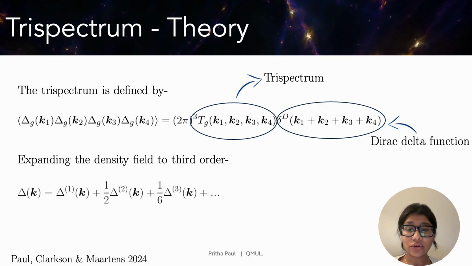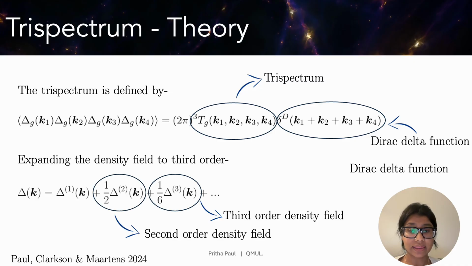And in order to work the trispectrum out, we have to go to the density field. We have to expand perturbatively the density field to second and third order. If we just have the first order kernel in k, then we will get no more information than we would for the power spectrum. As a result, it is important to go up to second and third order in the density field for the trispectrum.